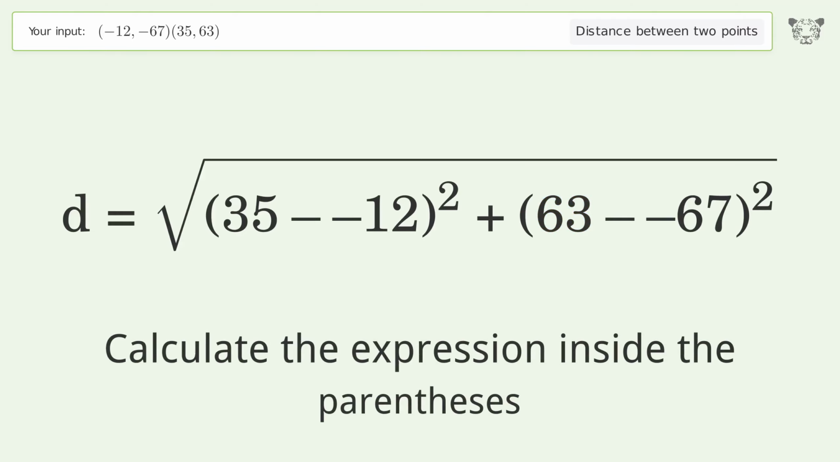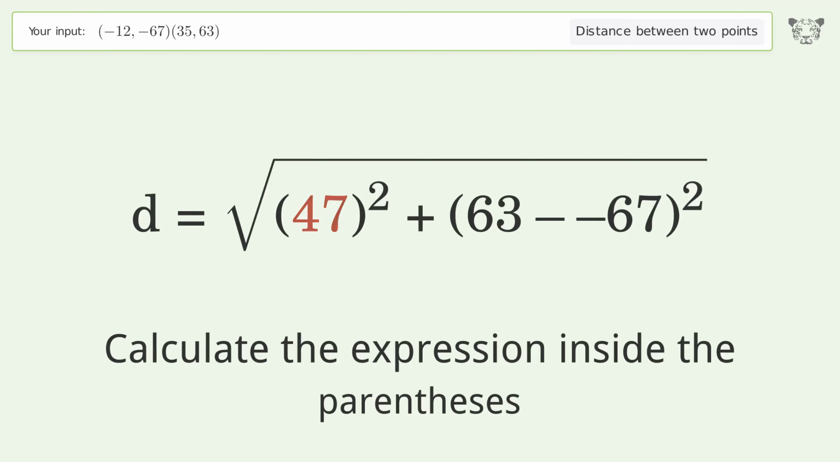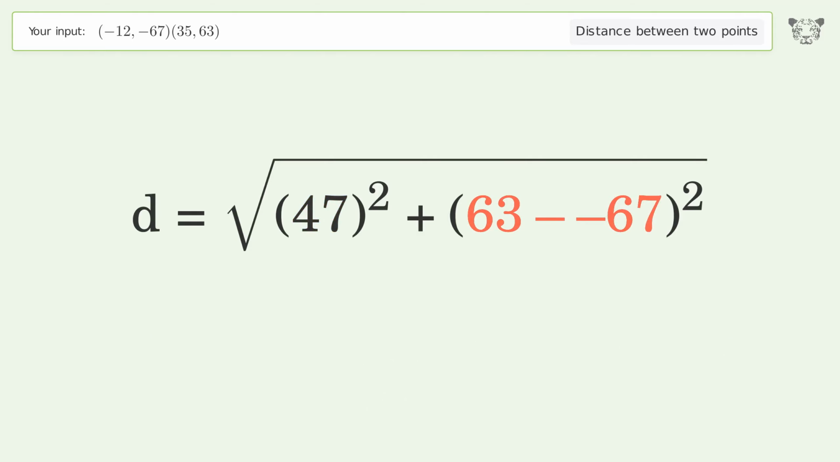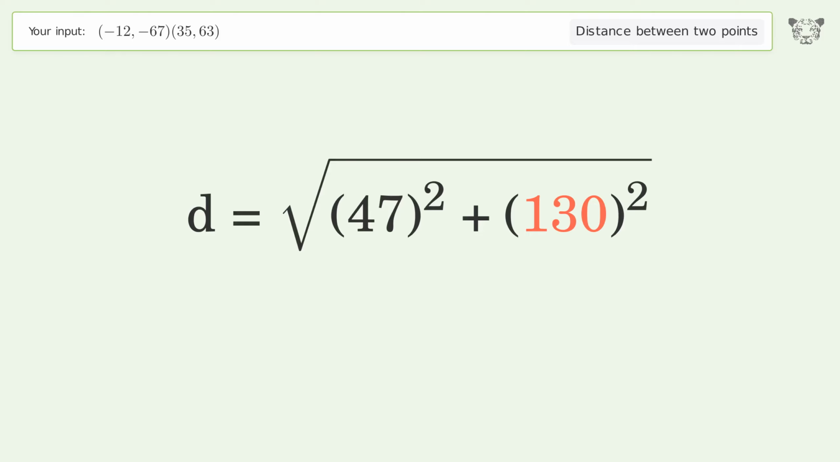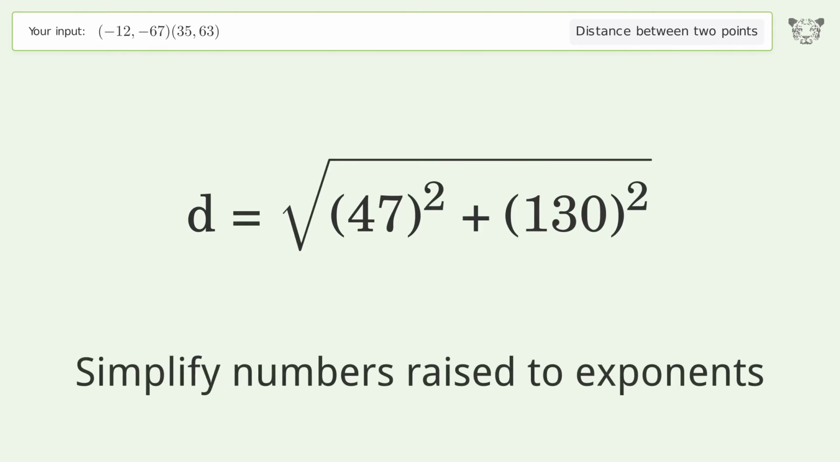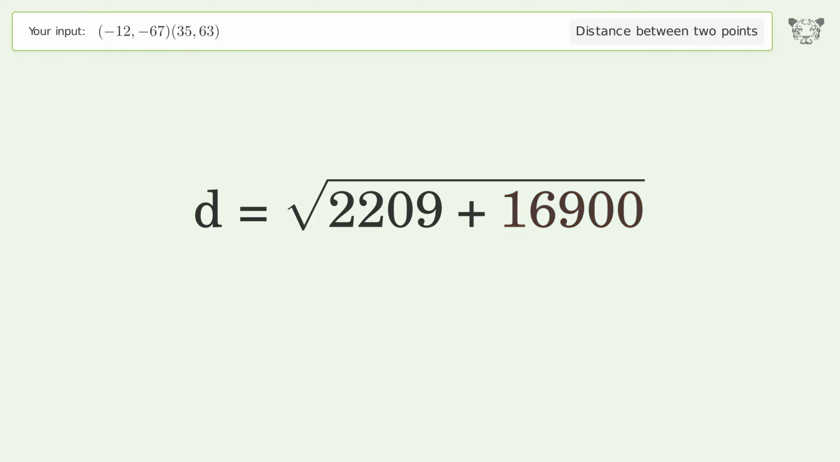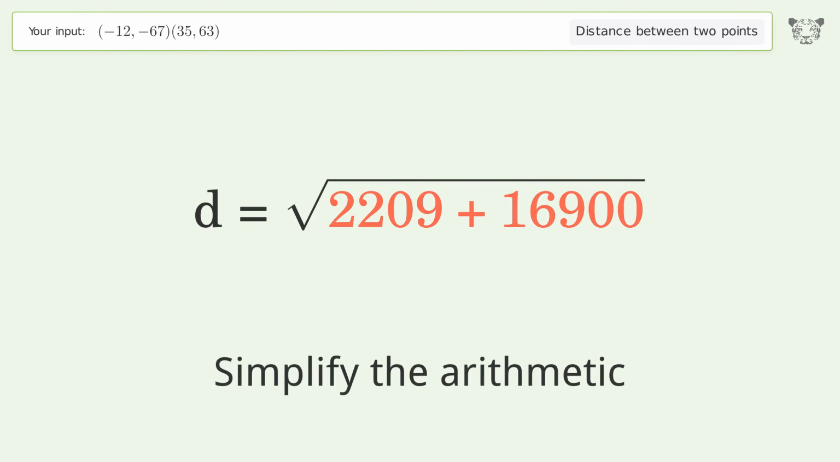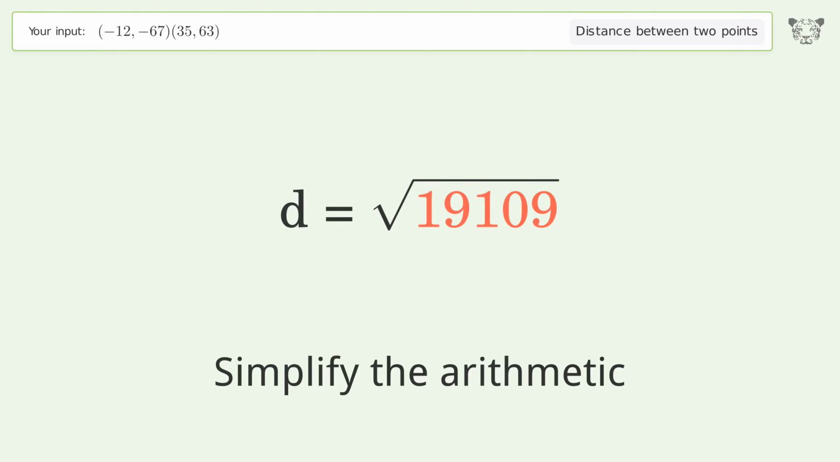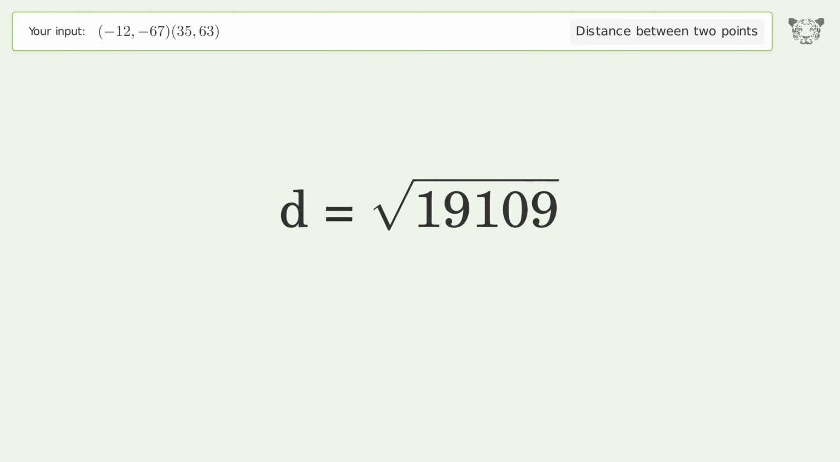Calculate the expression inside the parentheses. Simplify numbers raised to exponents. Simplify the arithmetic. And so the distance between the 2 points is the square root of 19,109 or 138.235.